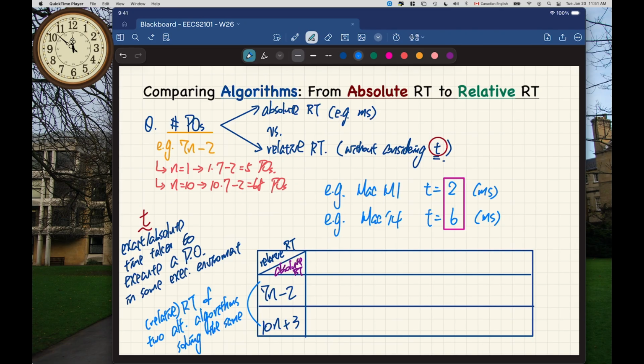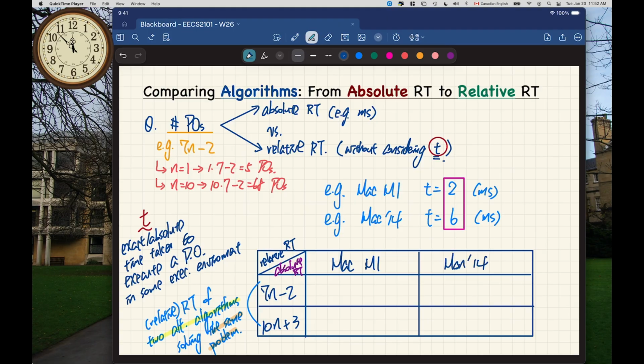That's why we're comparing them. We want to find out which one is more efficient. Of course, the critical words you want to pick up are two alternative algorithms solving the same problem. And we're considering the running time also in absolute terms, by considering two platforms: platform number 1 and platform number 2. Either we have our Mac M1 or our Mac from maybe 2014.